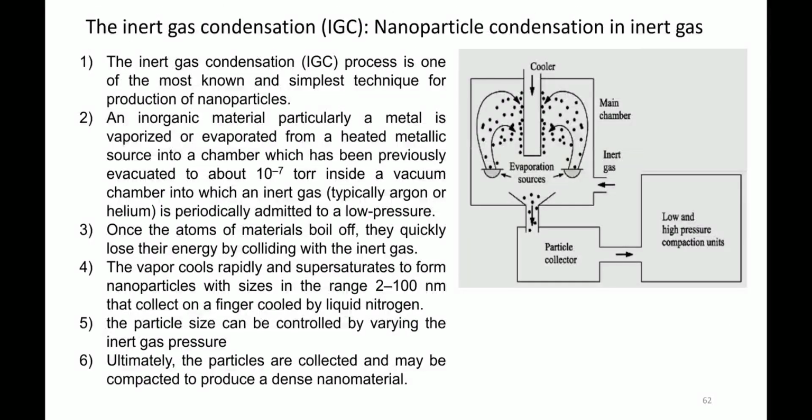Once the atoms of the material boil off, they quickly lose their energy by colliding with the inert gas. Initially, when the metal source is evaporating, these metal atoms lose their energy once they come in contact with the inert gas. So the vapor cools rapidly because they lose their energy, and supersaturates to form nanoparticles. So nucleation and growth take place in the gas phase.